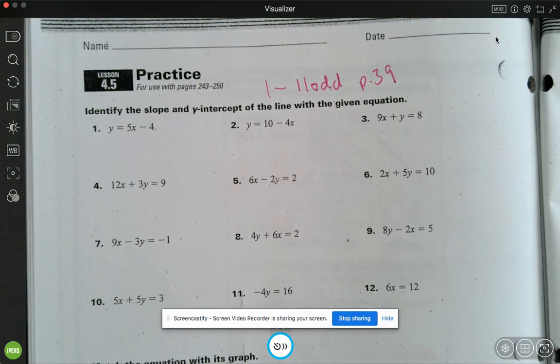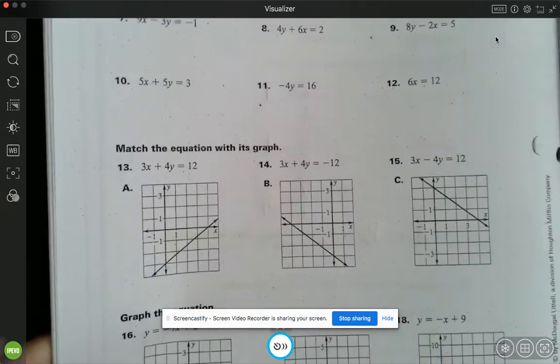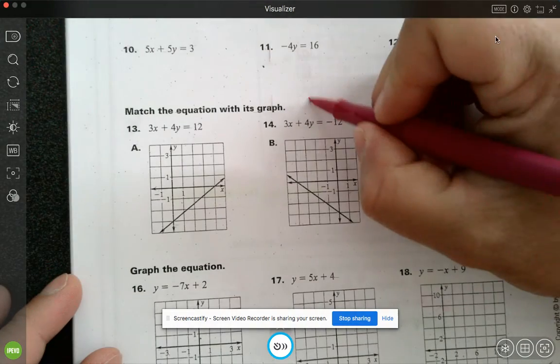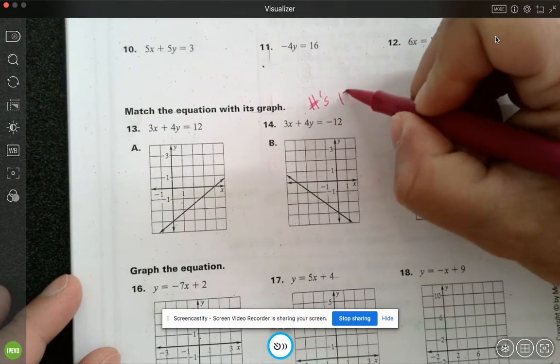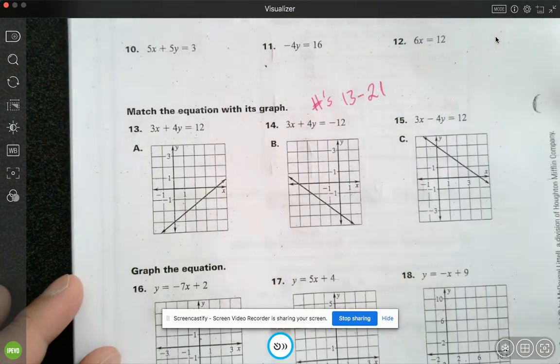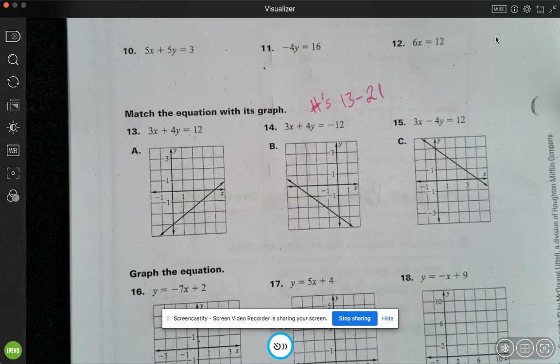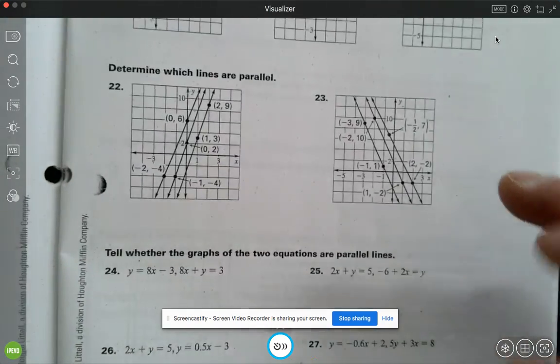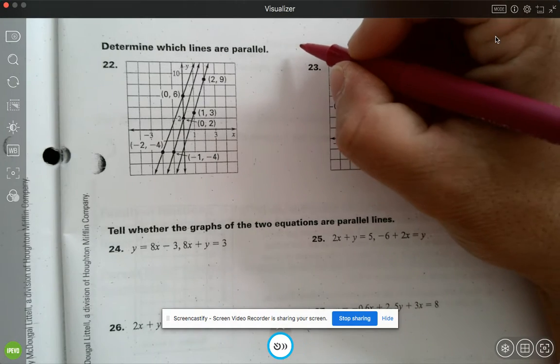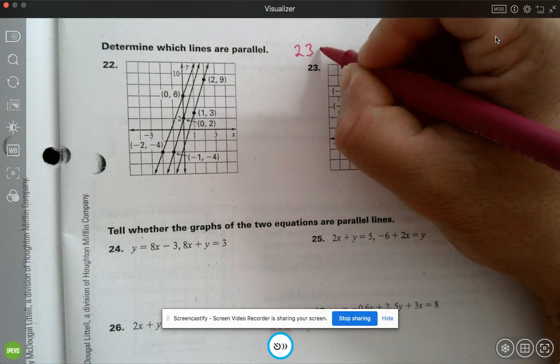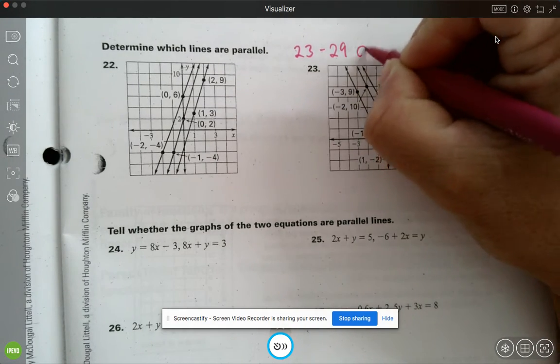And then I want you to do all the graphing in the next section. So you're going to do numbers 13 to 21 here. And then for the parallel line stuff, you can just do the odd. So this will be done with numbers 23 to 29 odd.